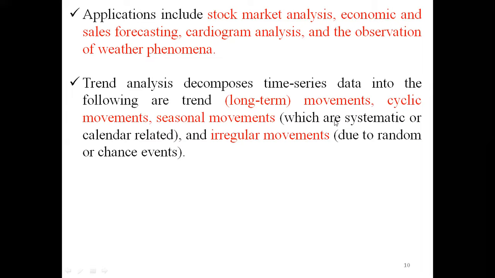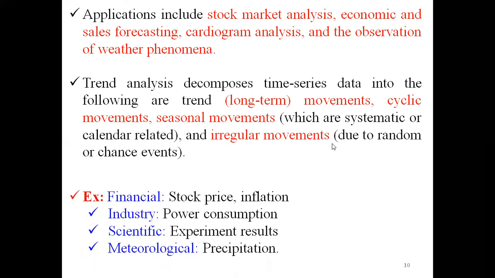And then the trend analysis: time series data follow these trends: long-term movements, cyclic movement, and seasonal movement. The seasonal movements are systematic or calendar related. Irregular movement is due to random or chance events. That means for the random movement, you will identify the number of events. The next important point is that these are all used in financial, industrial, and scientific fields.